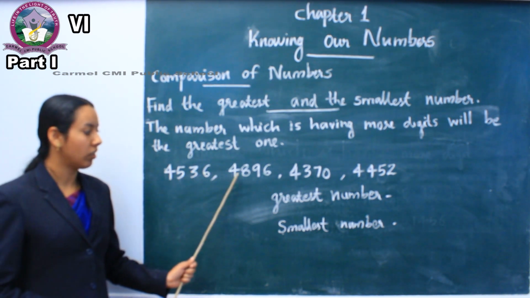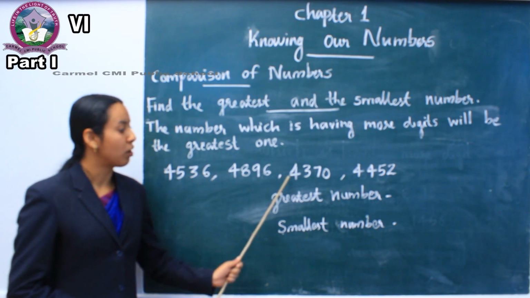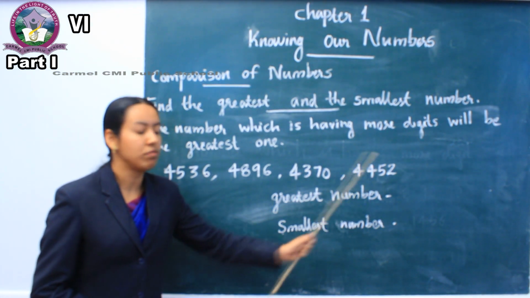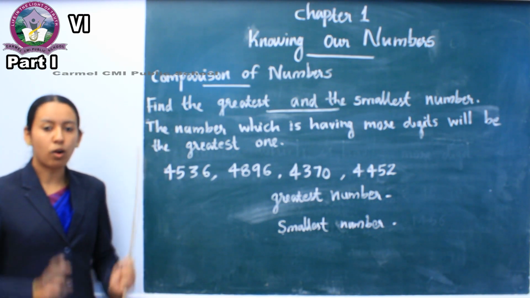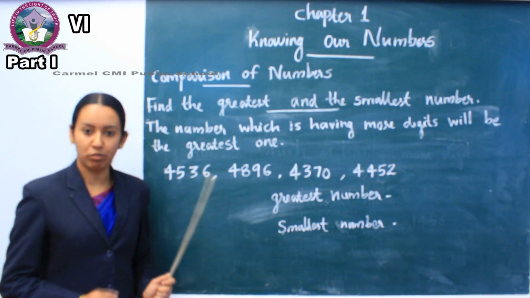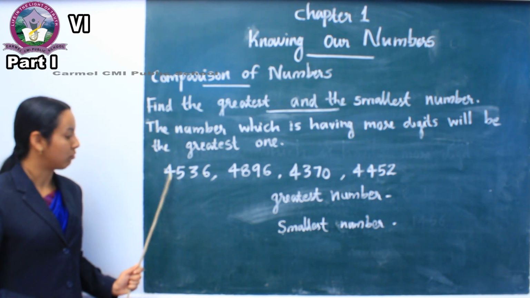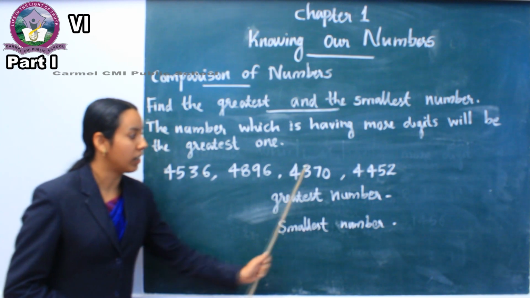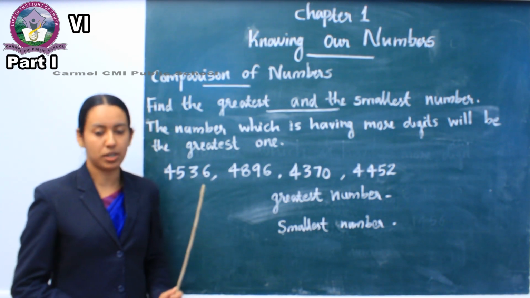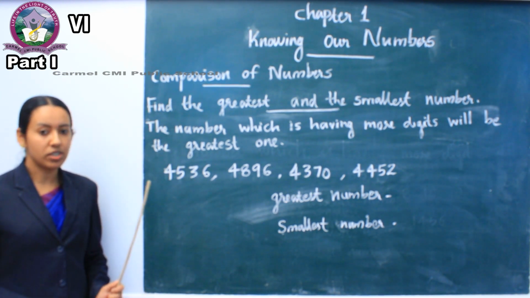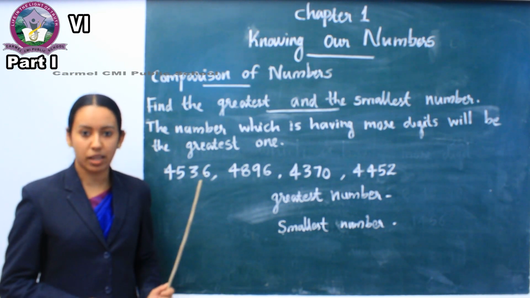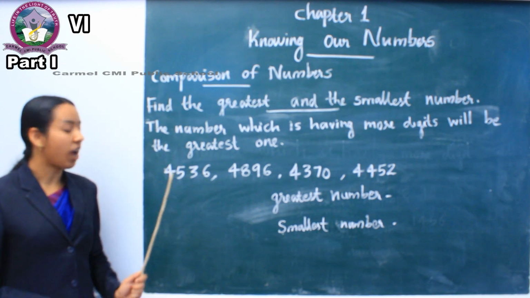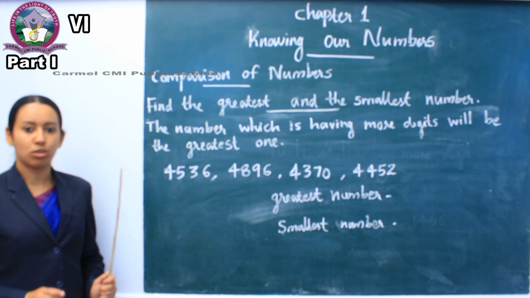Third question: 4,536, 4,896, 4,370, 4,452. Here all numbers have the same number of digits. That means the first one is a 4 digit number, the second also a 4 digit number, and the third and fourth ones also are 4 digit numbers. And the first digit of all these numbers is the same, that is 4. So in this case we have to check the second digit of each number.